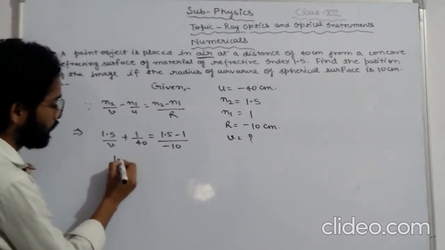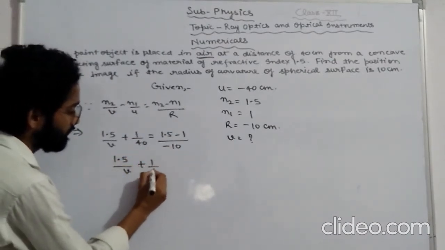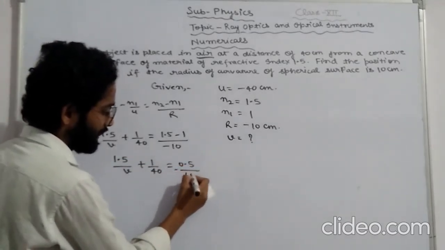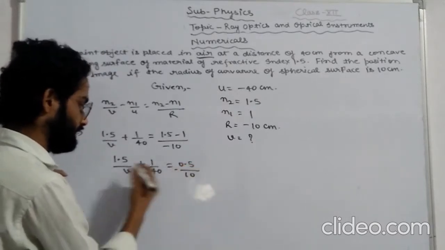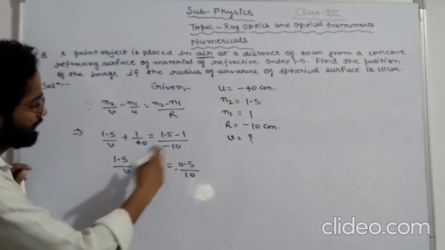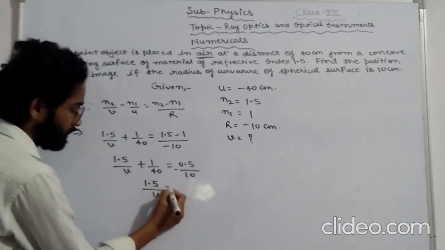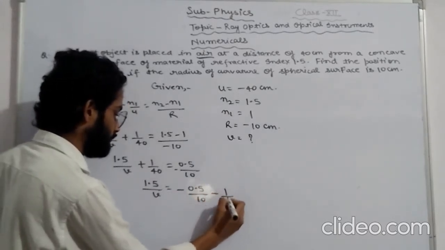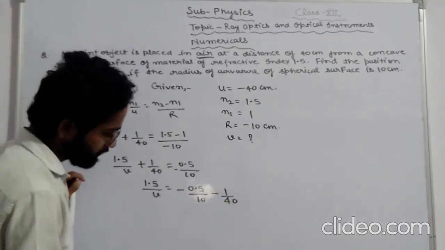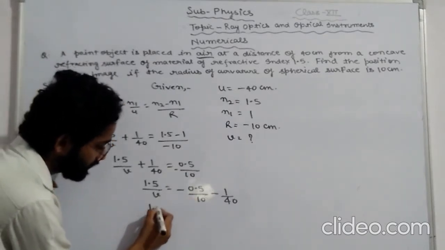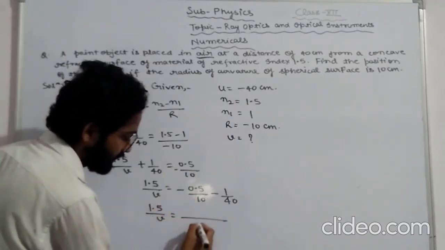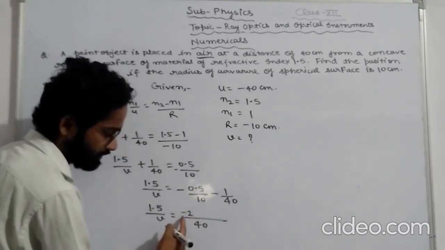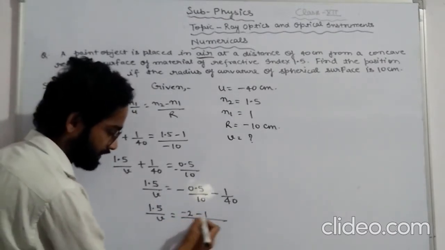How will you solve this? 1.5 upon V plus 1 by 40 would be equal to 0.5 upon 10. So this particular quantity can be taken to that side: 1.5 upon V would be equal to minus 0.5 by 10 minus 1 upon 40. We can solve it. We take 40 as LCM, then 0.5 into 4 would be 2, so it would be minus 2 and minus 1.